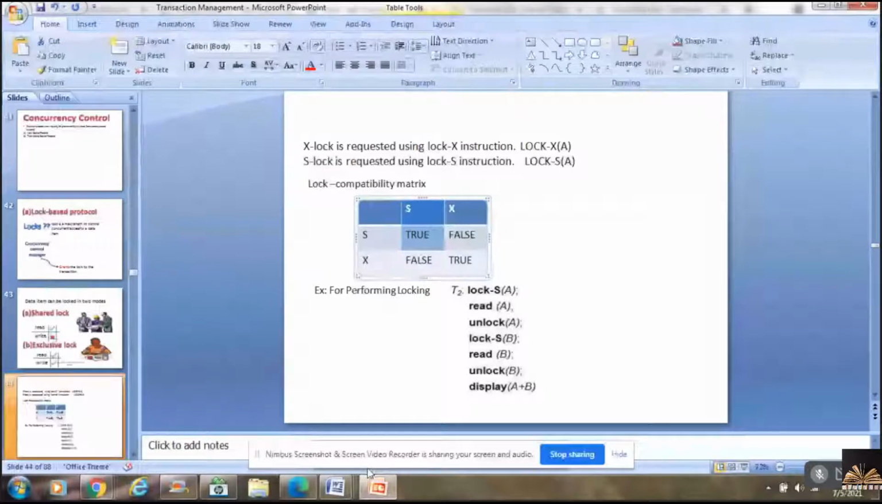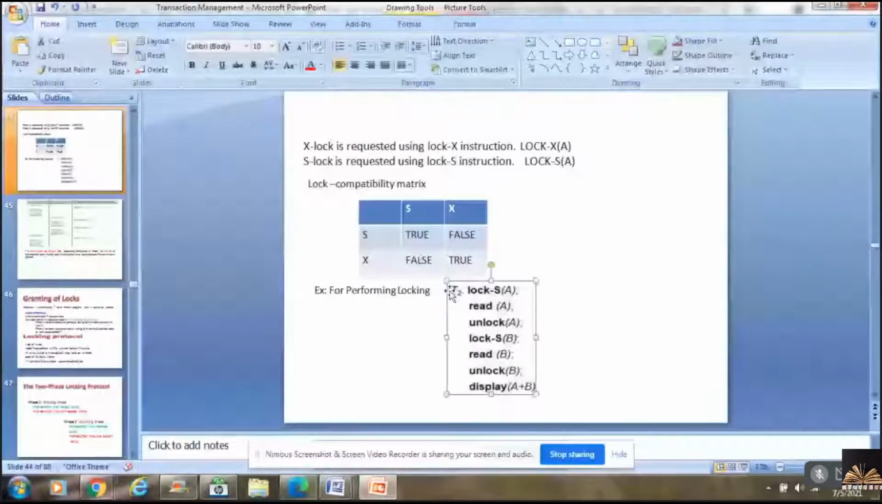And this is an example. A transaction called T2 is performing locking: lock shared on A, read the value of A, unlock A. So once you feel that the job with respect to a particular database item is completed, you can unlock that particular database item. But that will have its own set of problems. Okay, that will also have its own set of problems.